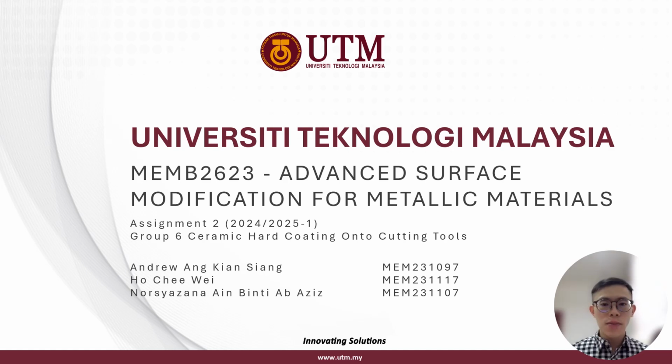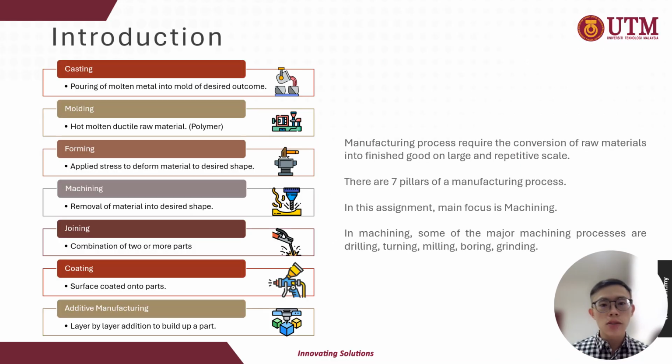Hello, we are coming from Group 6 for Assignment 2 on Advanced Surface Modification for Metallic Material. So the Group 6 assignment is mainly on ceramic hard coating onto cutting tools. So we look into our introduction.